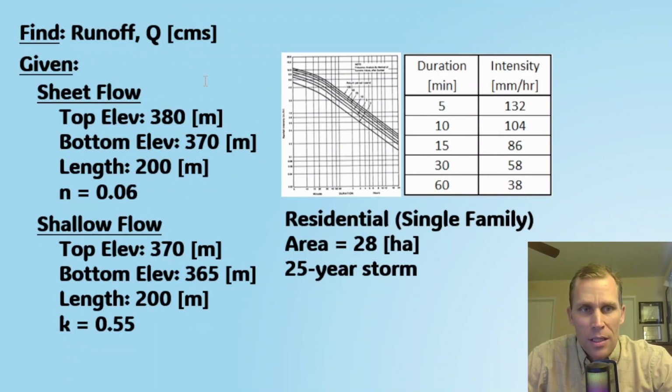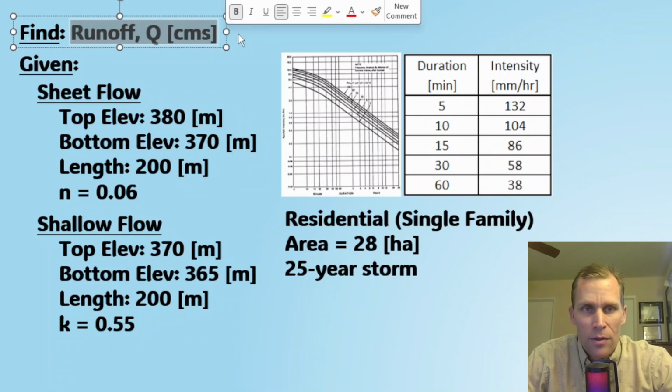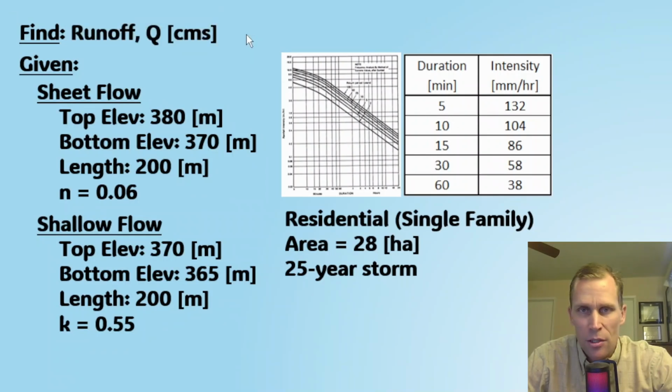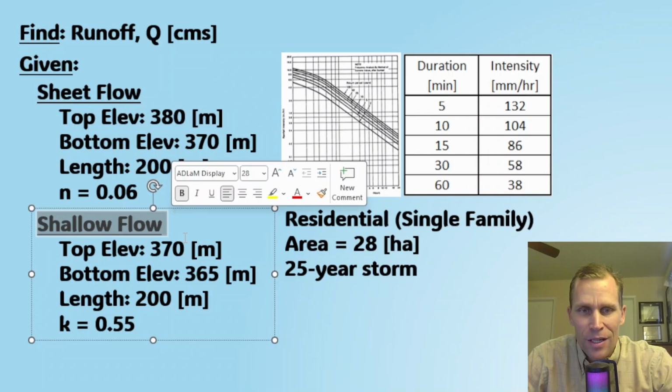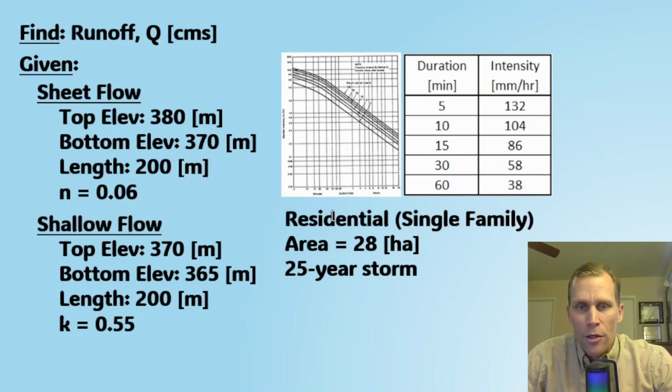What you see on the screen is the problem statement. We are looking for the runoff in units of cubic meters per second, so this is going to be using the metric unit system. We're also provided some other data that you see on the screen here, such as the sheet flow data, shallow flow data, as well as some watershed parameters, such as the area, and then the storm data and the land use type. Okay, so let's go ahead and get started.